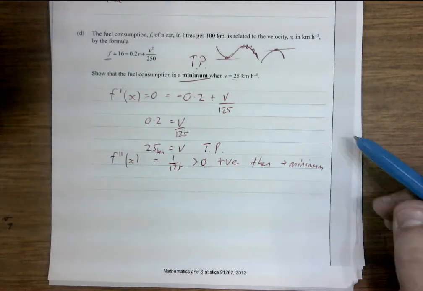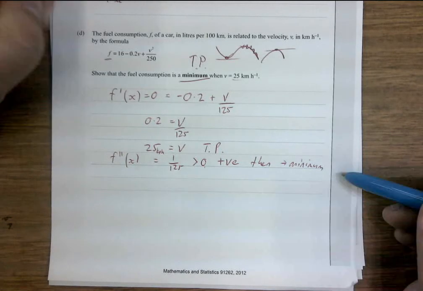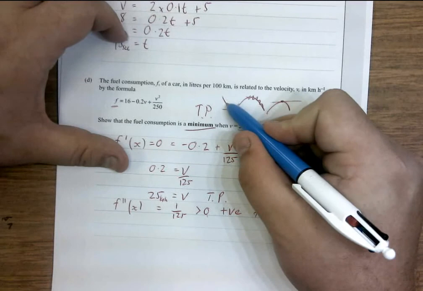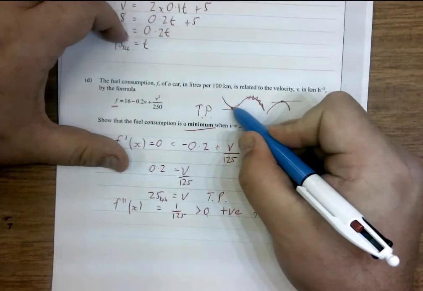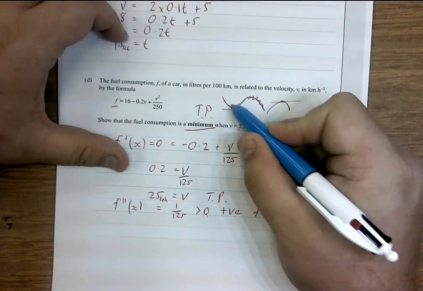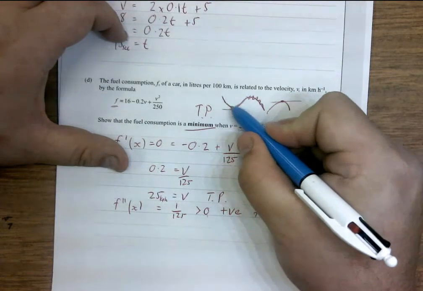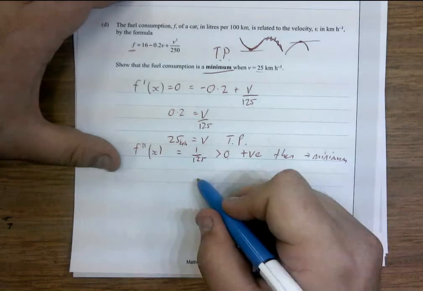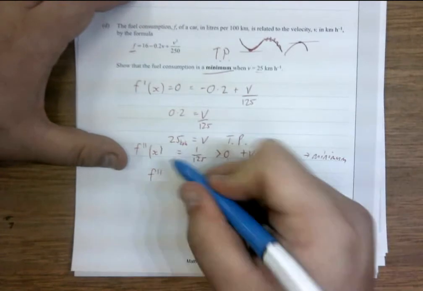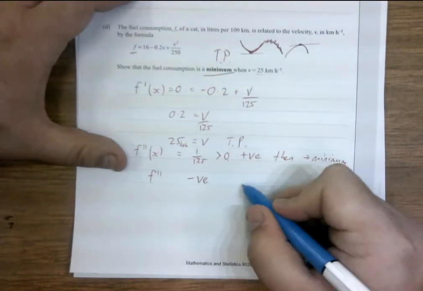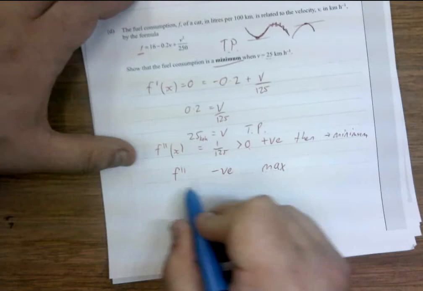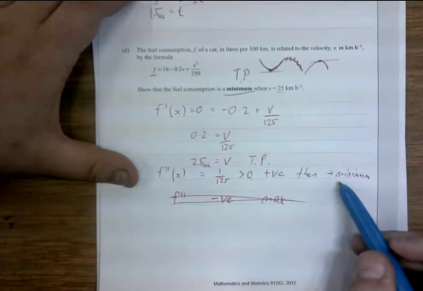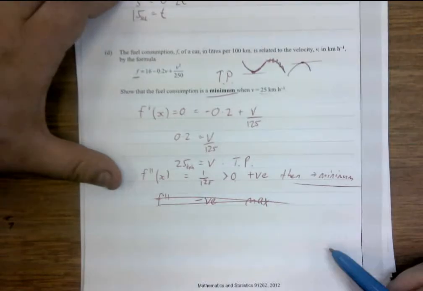So if the gradient's going from negative to positive, then it's a minimum, like this. We have negative gradient all the way down to our turning point, then positive gradient everywhere afterwards. So our gradient is increasing the whole way. That's what f double prime tells us. If our f double prime was negative, then we'd have a maximum, but we don't have that this time. So I've found the turning point. I've proved using the second derivative that I have a minimum. That's the end of it.